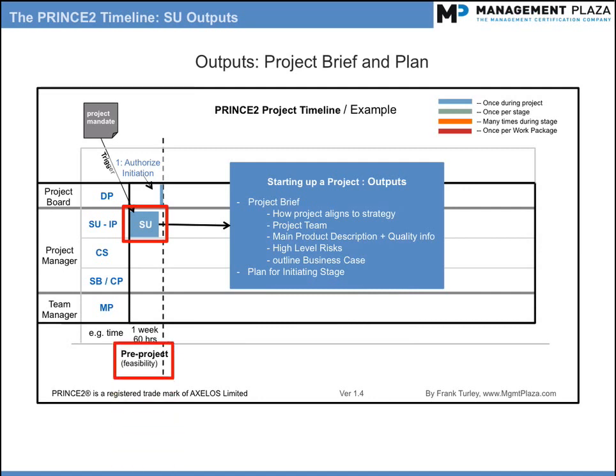The SU process is considered to be outside the project. In other words, the SU process is a pre-project process. PRINCE2 states that the project does not really start until the project board takes their first decision, which will happen next.